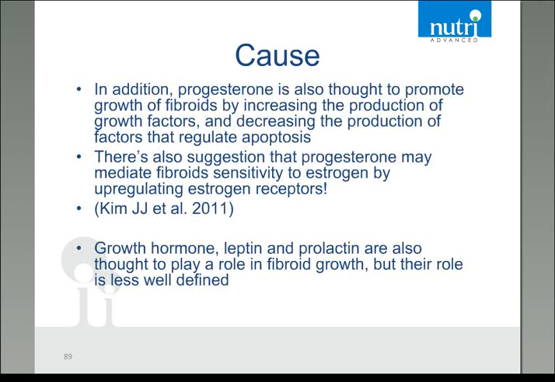In addition, progesterone is also thought to promote growth of fibroids by increasing the production of growth factors and decreasing the production of factors that regulate apoptosis. There's also suggestion that progesterone may mediate fibroid sensitivity to estrogen by upregulating estrogen receptors. I've got a client that prescribed herself progesterone cream, and she doubled the size of her fibroids within a month from using that. Growth hormone, leptin, and prolactin are also thought to play a role in fibroid growth, but their role is less well defined.